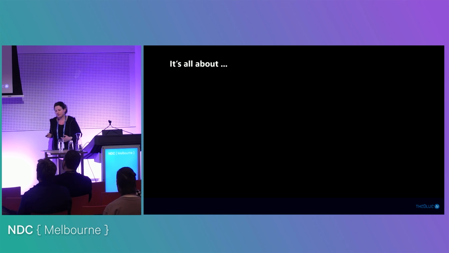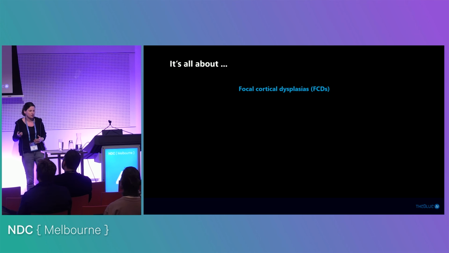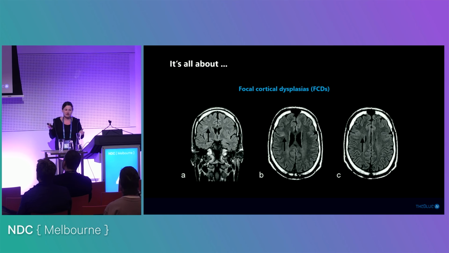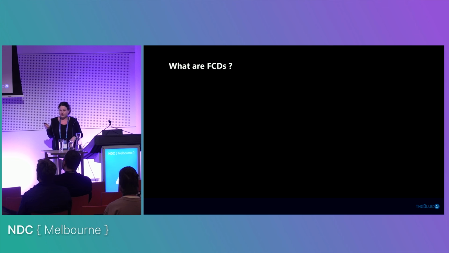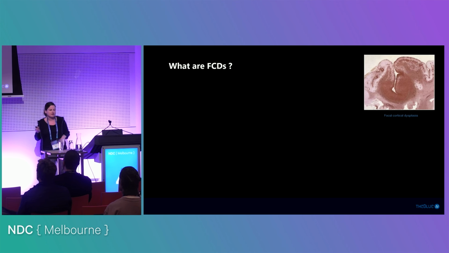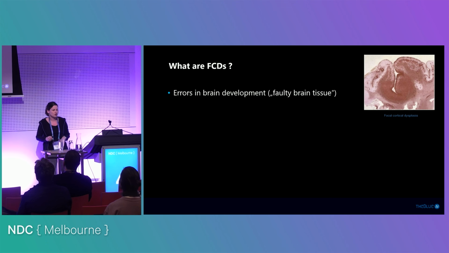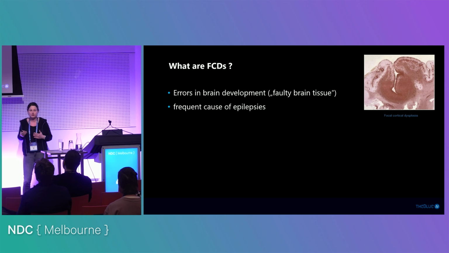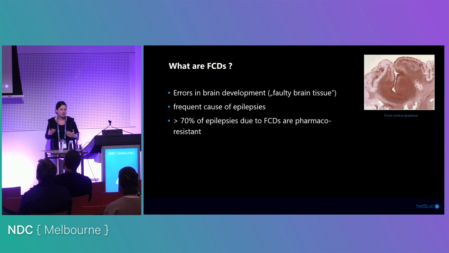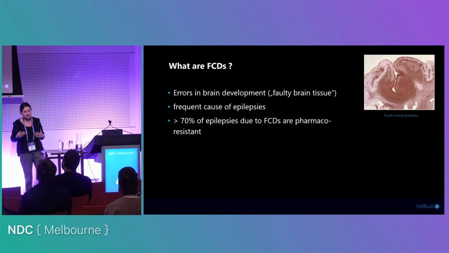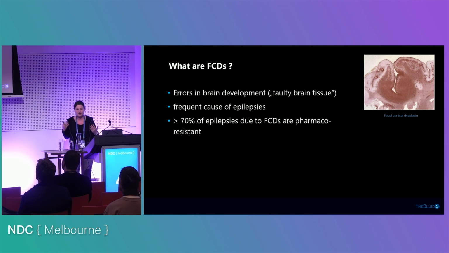If we dive a little bit deeper into epilepsy, sooner or later we'll come to something called focal cortical dysplasias, or FCDs. In short, they look like that. So what are FCDs? If we take a magnifying glass, they will look like this. They are errors, misbuildings in brain development, which have very high epileptogenic potential, meaning that they are a very frequent cause of epilepsies. They are responsible for above 70% of drug-resistant epilepsies. So not all patients can just take some drugs and then live a normal life, and for a majority of them, FCDs are the reason for that.